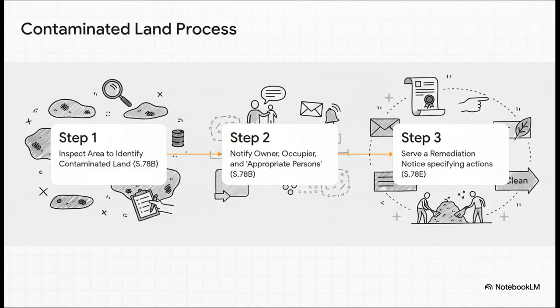And the process itself follows a pretty clear, logical path. It all starts with that duty to inspect under 78B. Once land is formally identified as contaminated, you then have to notify all the relevant parties, the owner, the occupier, and so on. And finally, under Section 78E, the authority serves a remediation notice, which is the legal order that requires the right people to clean up the site.